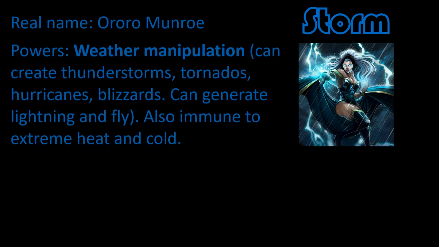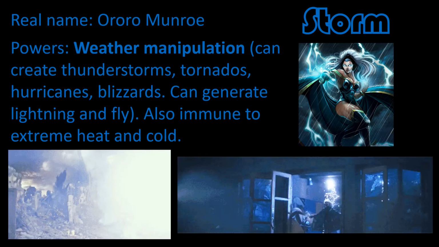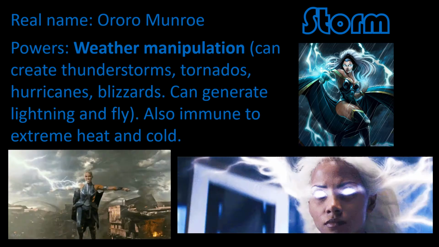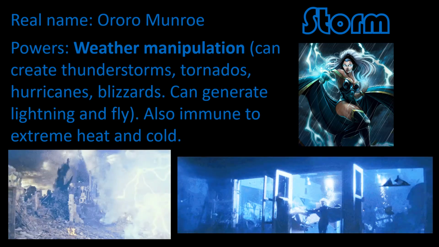Storm. Aurora Monroe is one of the most powerful mutants on Earth and second in command of the X-Men. She comes from a line of African priestesses, giving her natural white hair and blue eyes. She has the power to control the weather, which makes her incredibly powerful in battle. She can create thunderstorms, tornadoes, hurricanes, flash floods, blizzards, and can generate lightning. She also uses her control of the wind to enable her to fly. Although Storm is naturally a calm soul and very nurturing to her fellow mutants, you do not want to get on her dark side.